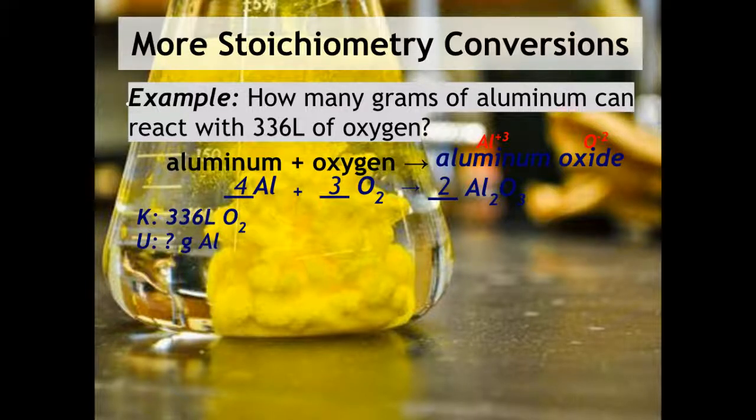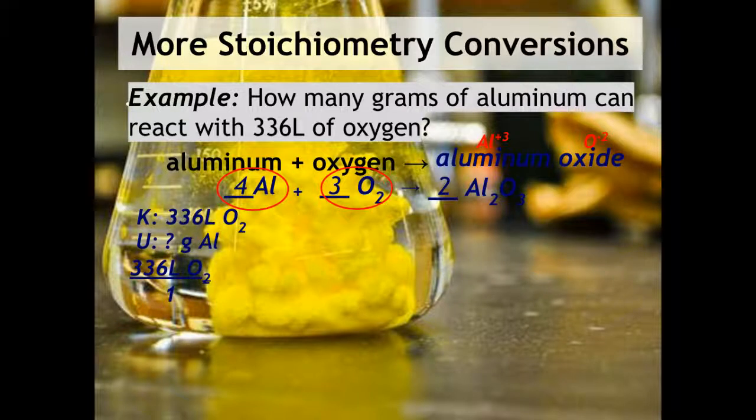You must give me the known and unknown. We know we have 336 liters of oxygen. What are we asking? If you don't know, go back and read it again. How many grams of aluminum will react? So I'm looking for grams of aluminum. I have to start with 336 liters. So that means I'm going to have to do a mole to mole ratio in order to get from oxygen to aluminum. So I'm going to be using these two right here.